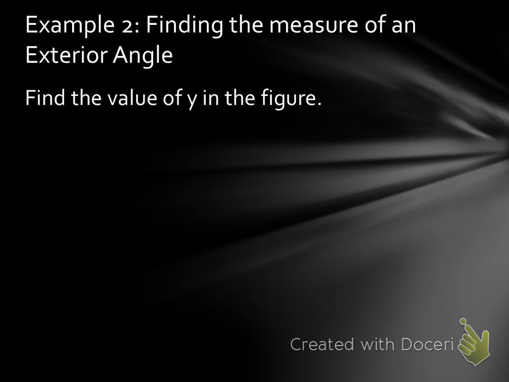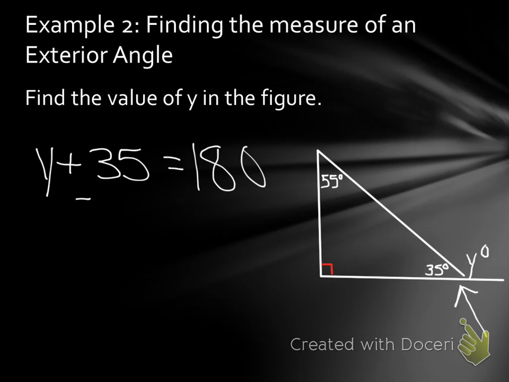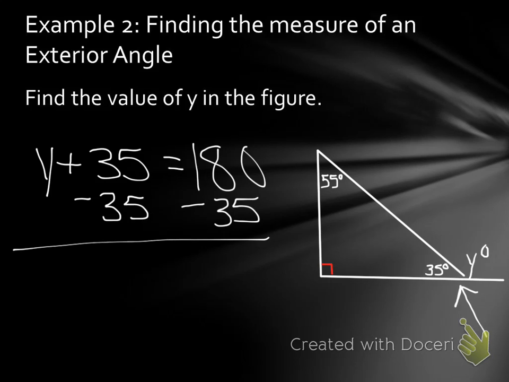Okay, in example 2, we're finding the measure of an exterior angle. So go ahead and draw this figure, and then we'll go over how to find y. All right, so how do I find the value of y? Here's how I set it up. I notice that the angles 35 degrees and y degrees are sitting on a straight line. So I know that they are supplementary angles. So 180 actually stands for the total measure of supplementary angles.